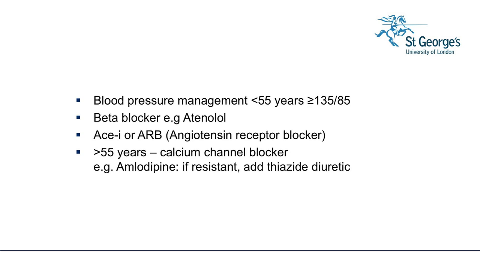Blood pressure management is the cornerstone of treatment of this disorder. Under the age of 55 years, we usually suggest beta blocker, for example, atenolol or bisoprolol. An alternative are ACE inhibitors or angiotensin receptor blockers. Over 55 years, we tend to use calcium channel blockers, for example, amlodipine. And if resistant to therapy, we can add thiazide diuretic.